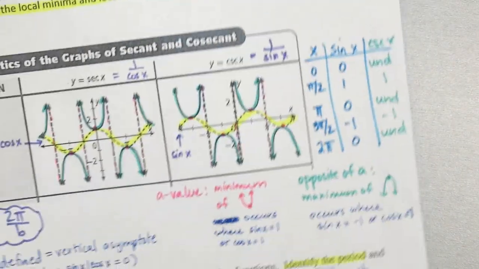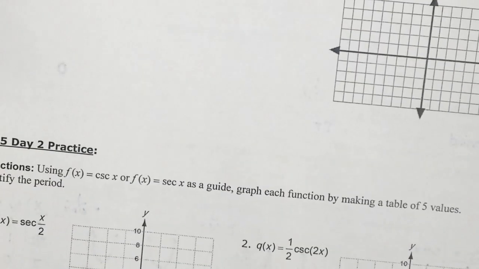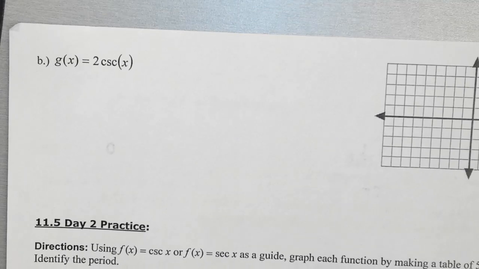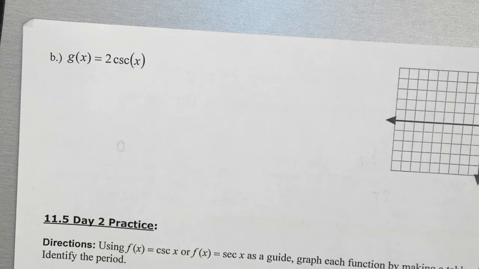All right, so now we're going to graph the cosecant. I want you to find the period, and I want you to set up your table. I'll give you a moment to do that.